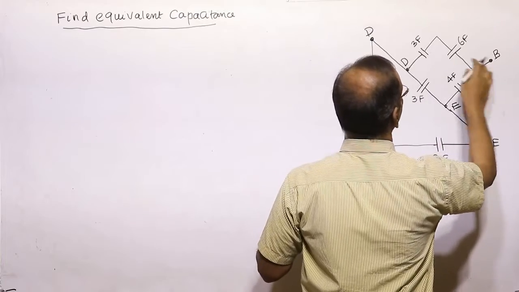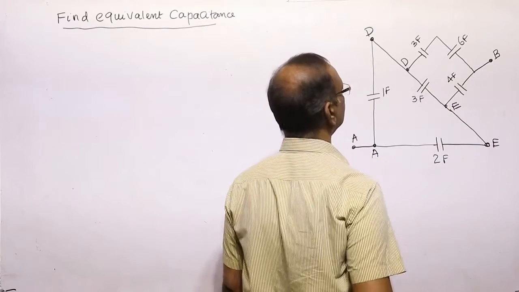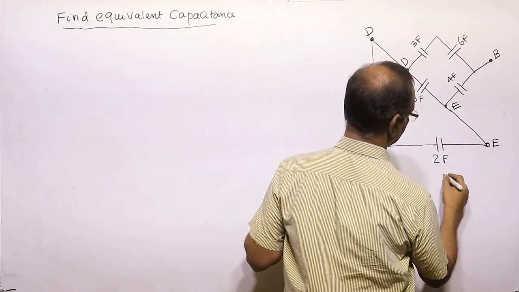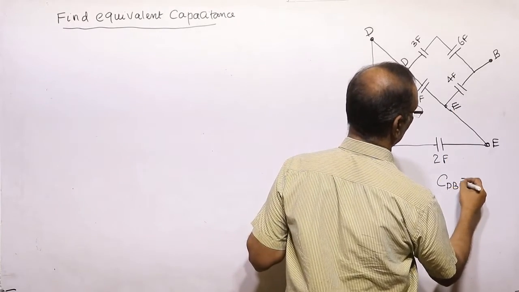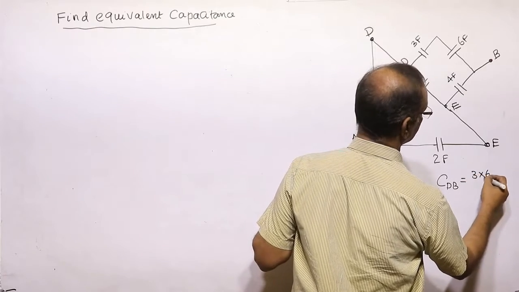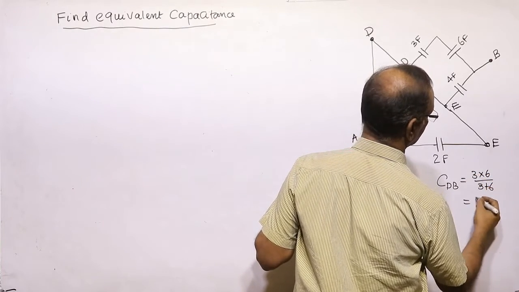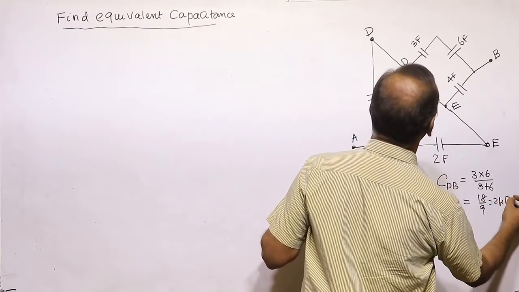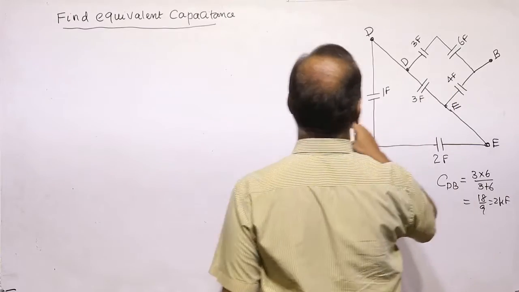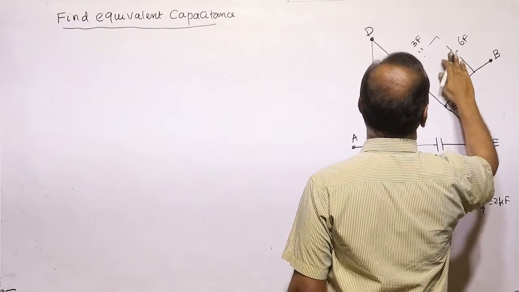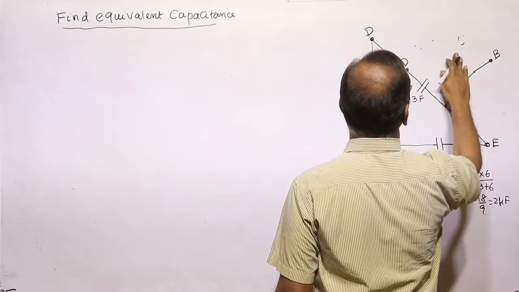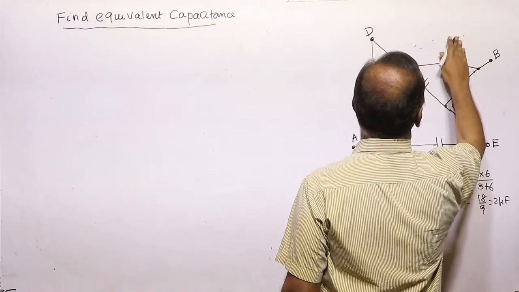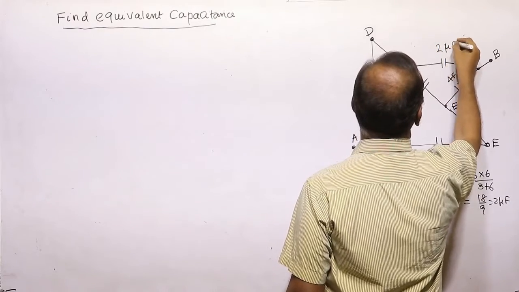So between D and B there are two capacitors, 3 microfarad and 6 microfarad, in parallel. So C between D and B is equal to 3 into 6 divided by 3 plus 6, which is 18 by 9, equal to 2 microfarad. So in this place there is a 2 microfarad. So we can write it like this, between D and B, that is 2 microfarad.